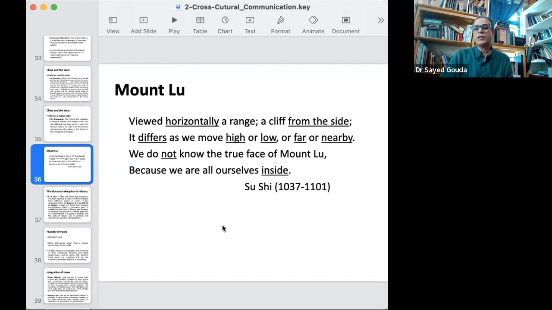The poem doesn't say that only outsiders will know the true face of Mount Lu, because actually, according to the poem, there is no true face. There is no one single true face of Mount Lu. Mount Lu has so many different faces. It depends on the perspective you look at it from.